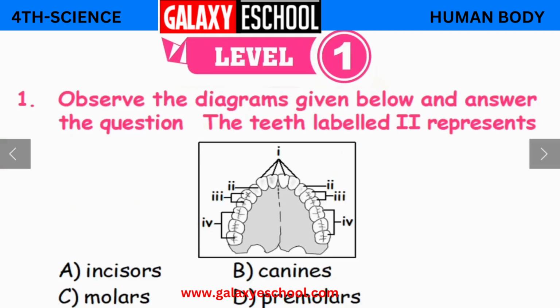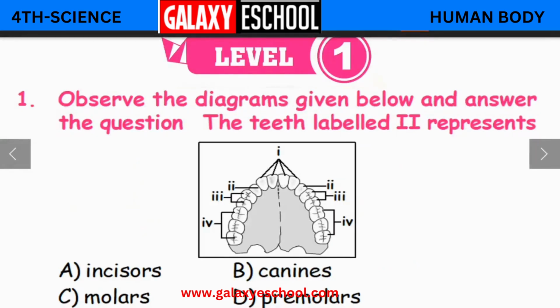A type of revision for you where you will be learning the subject well through these questions and answers. From level 1 you have the first question here. Observe the diagrams given below and answer the question. Okay, so you have got a diagram of teeth here, children, and you have to answer according to the picture. So the teeth labeled 2, like here you can see.